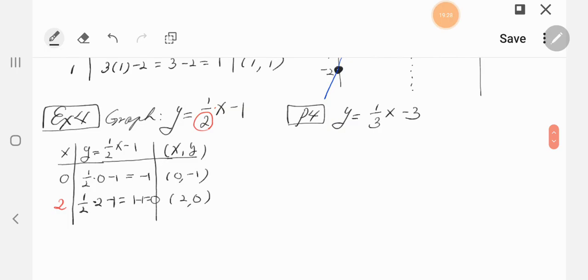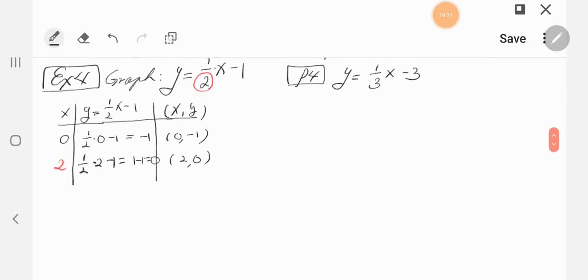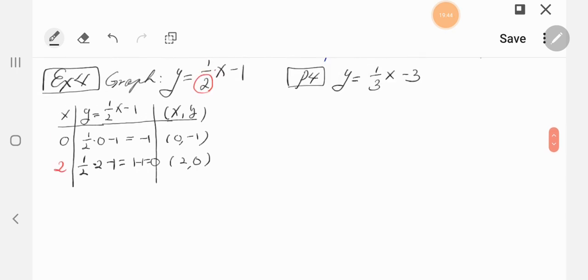Right? So we have the second point. You can have a third point, but it is not necessary, because the third point must lie on the same straight line. So actually 2 points are enough. So using this, let's plot the points.